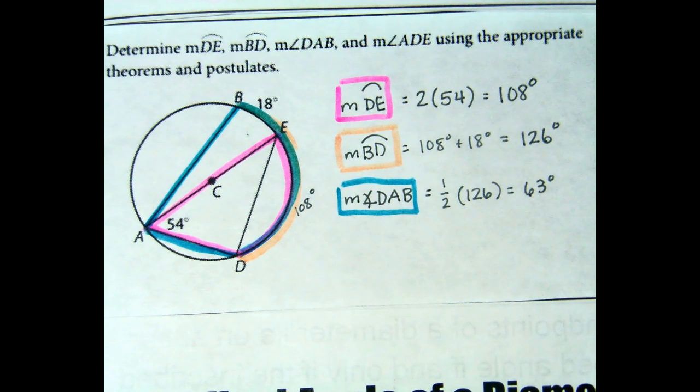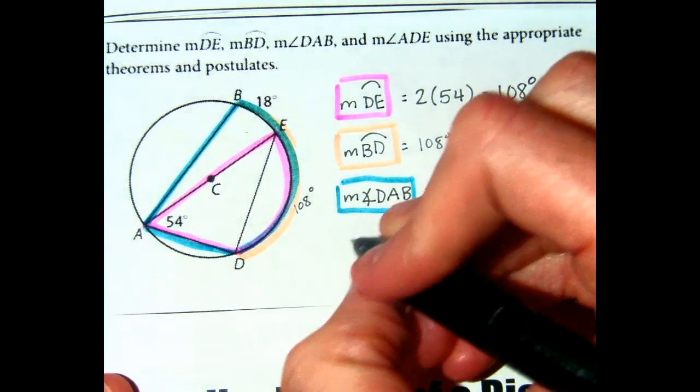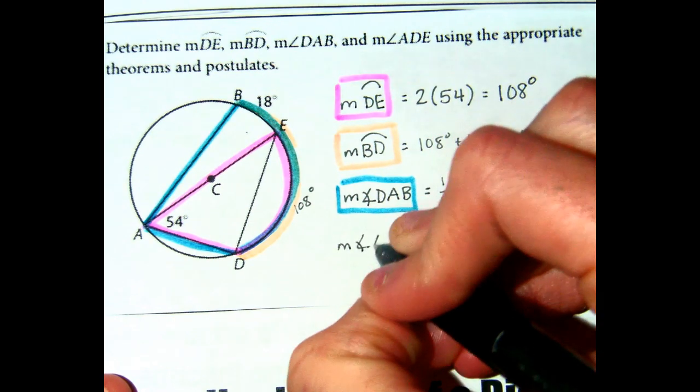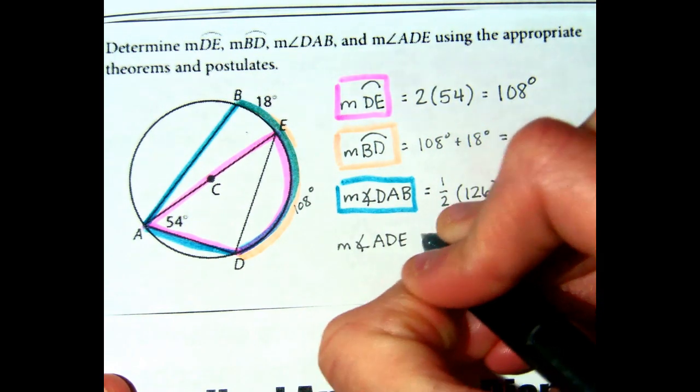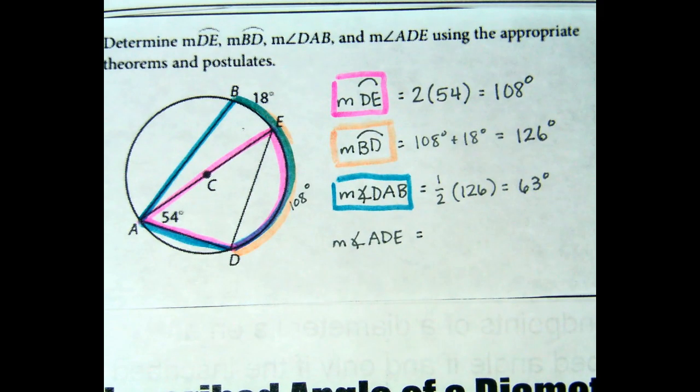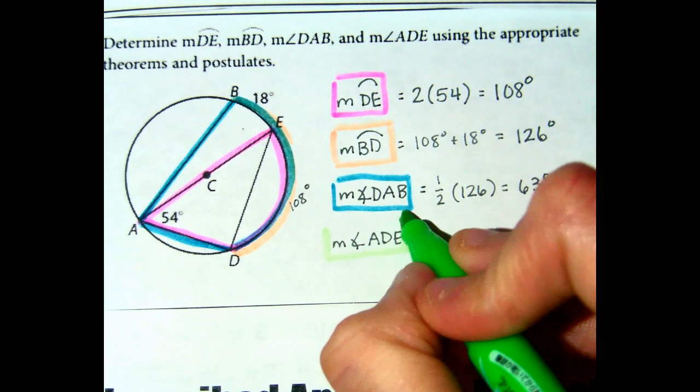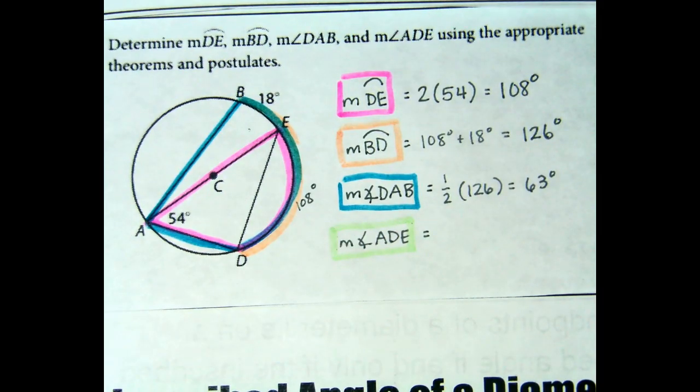Alright, last, let's find the measure of ADE. I'm doing this in green. Mine looks like yellow, but it's green. I need to throw it away. It's really bad looking.